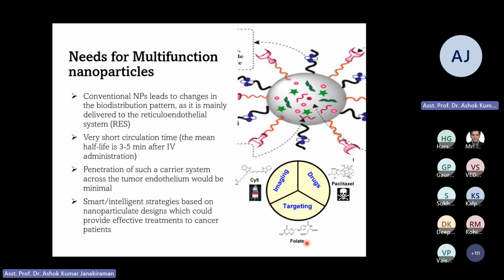So targeting, maybe here is the cancer cells. So if you have any folate in your multifunctional nanoparticle, it will go and attach with the receptor. Okay. So if a cancer cell is there, it is prone to attract the folate receptor. So our drug will go and attach with that place and deliver the drug.